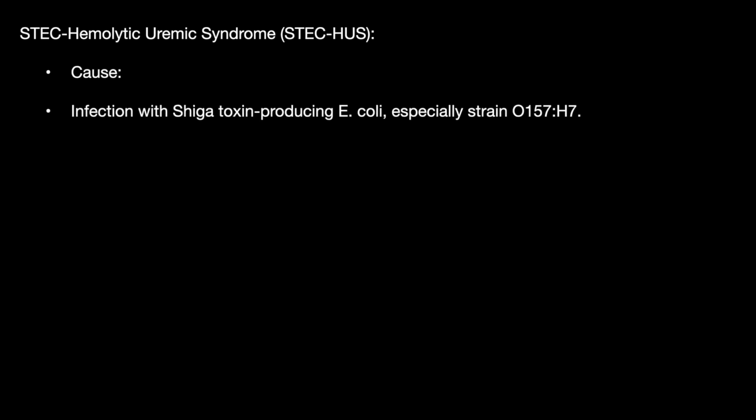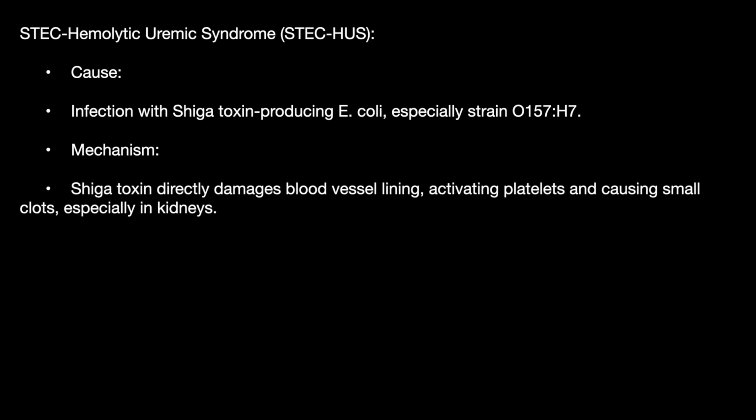hemolytic uremic syndrome secondary to the Shiga toxin. The cause here is the infection by the Shiga toxin causing E. coli, which is a strain. The name is given over here. The mechanism is the Shiga toxin directly damages the blood vessel lining, activates the platelets, causing small clots. This is important: it is mainly happening in the kidney.